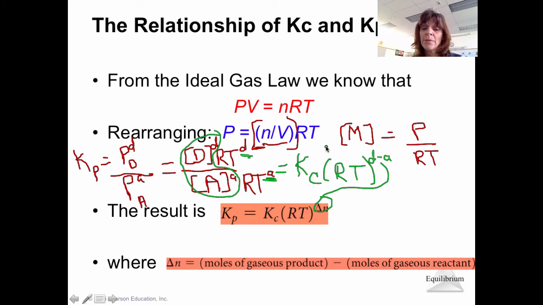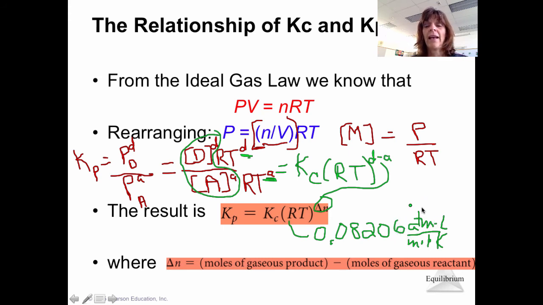Now, R in this particular case is 0.0821, or 0.08206 to be more precise, atmospheres liters per mole Kelvin. This is the gas law constant for the atmosphere unit, which is what scientists agreed to do equilibrium constants in that unit. So you'll use 0.0821 or 0.08206.